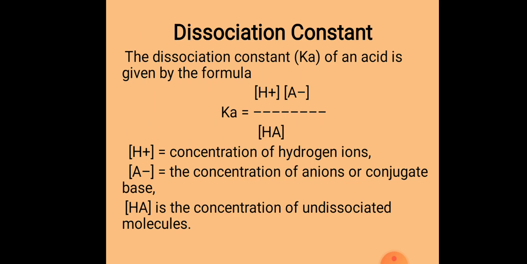Now what is a dissociation constant? The dissociation constant of an acid is given by the formula Ka is equal to H plus into A by the concentration of HA. H plus is the concentration of hydrogen ions.